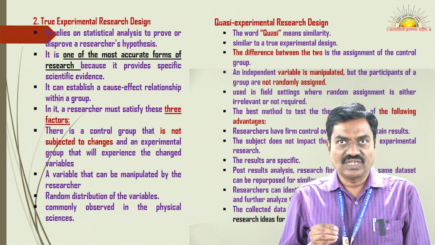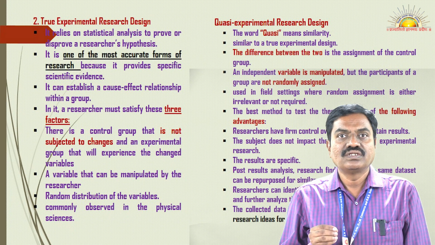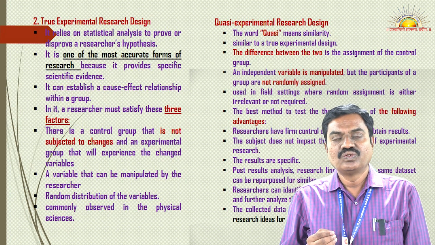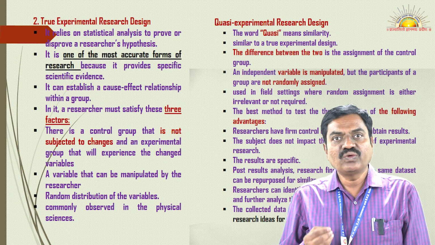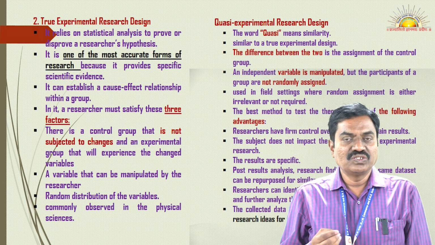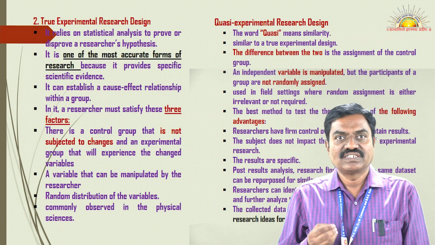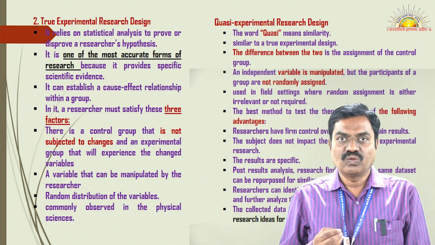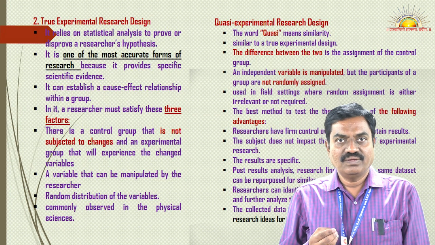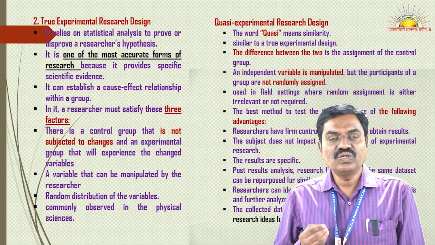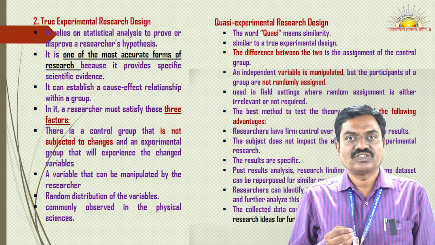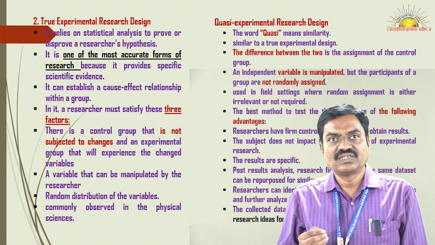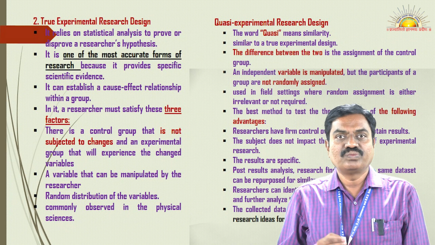True experimental research design relies on statistical analysis to prove or disprove a researcher's hypothesis. It is one of the most accurate forms of research because it provides specific scientific evidence. Furthermore, out of all the three types of experimental designs, only the second type, that is true experimental design, can establish a cause-effect relationship within a group.